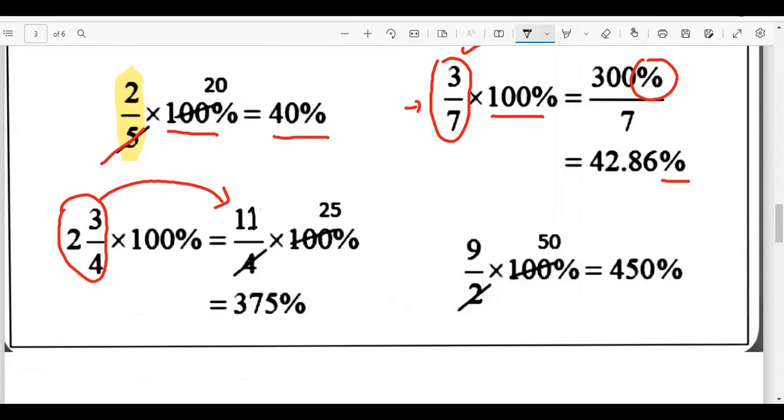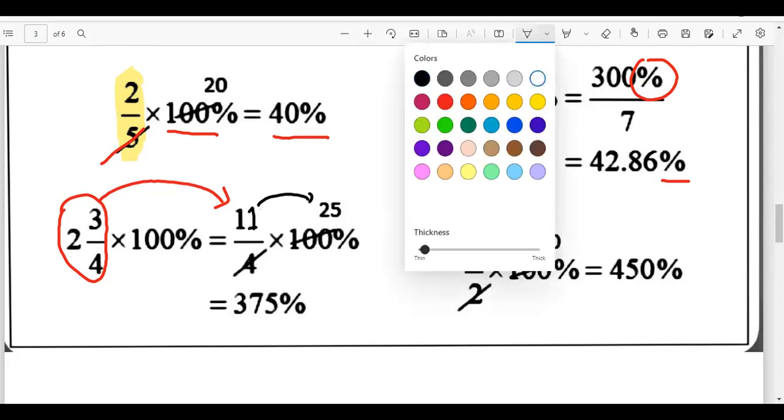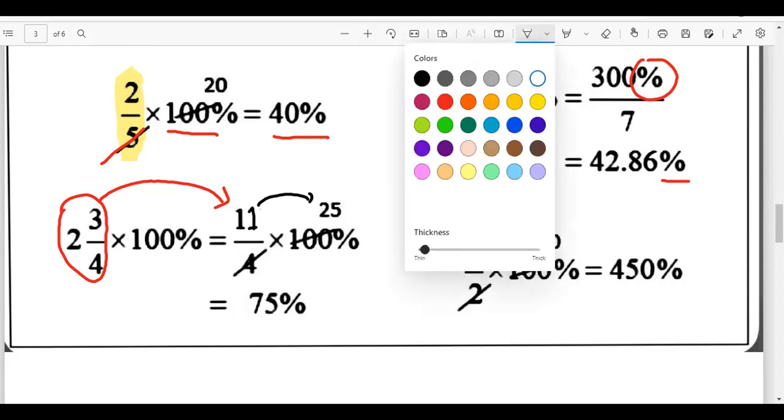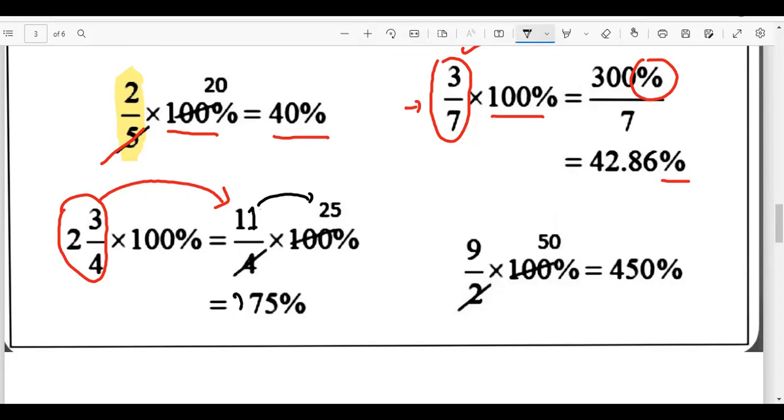And now since the question was about converting it to percentage, we need to multiply it by 100%. So I know that 4 is 1 times 4 and 4 is 25 times 100. So now I will multiply this 11 and 25 and this is going to give me 275. So the answer is going to be 275%. This is going to be the answer, right? This one is the correct one.